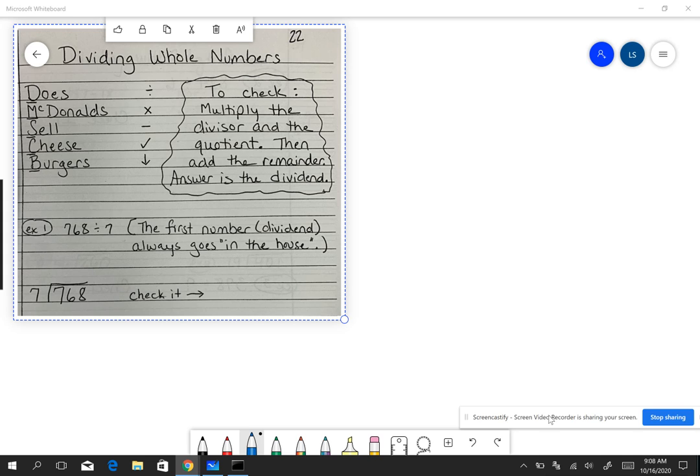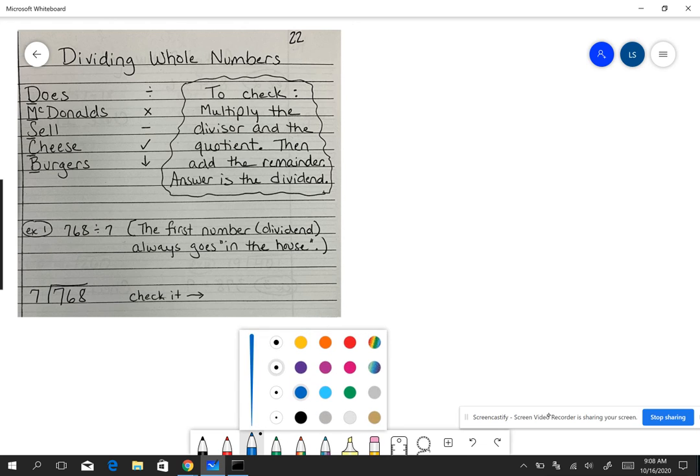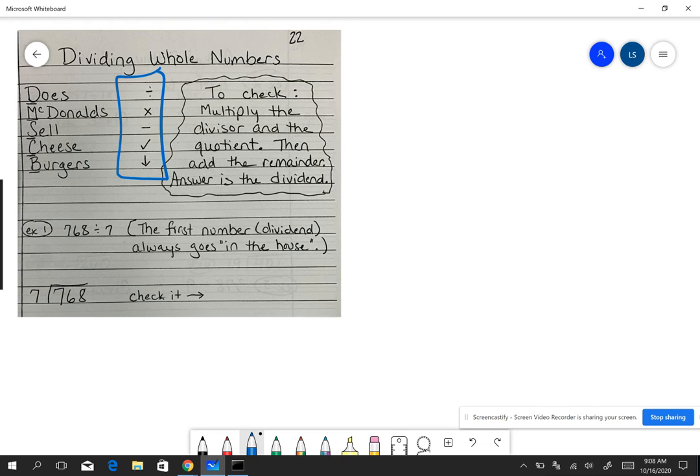This is dividing whole numbers. We're going to start by just dividing with a one-digit divisor. So the rules for dividing, long division, are divide, multiply, subtract, check, and bring down. I like to think of it with this little acronym, does McDonald's sell cheeseburgers?